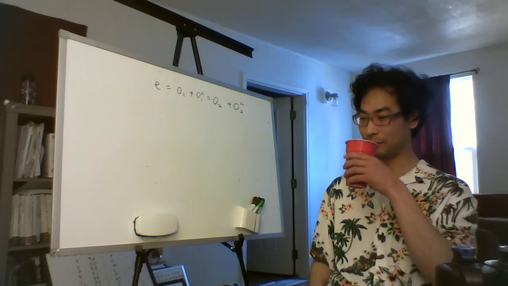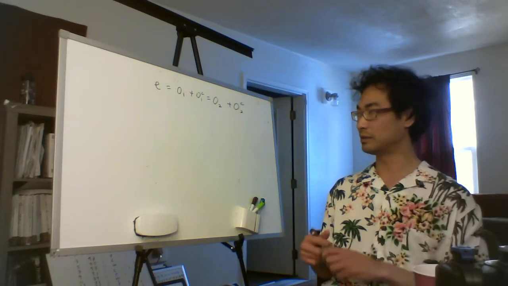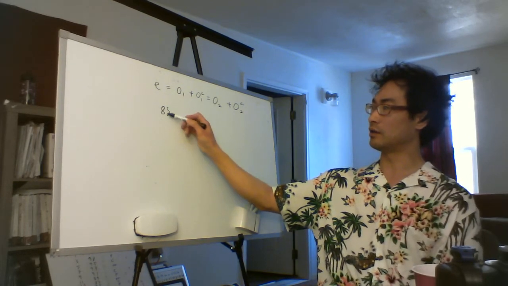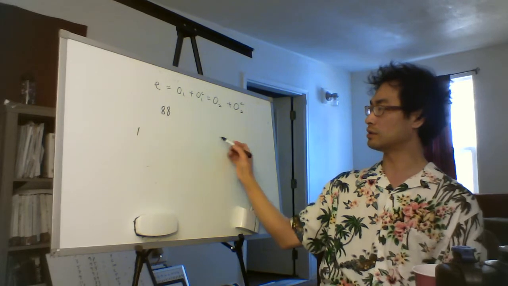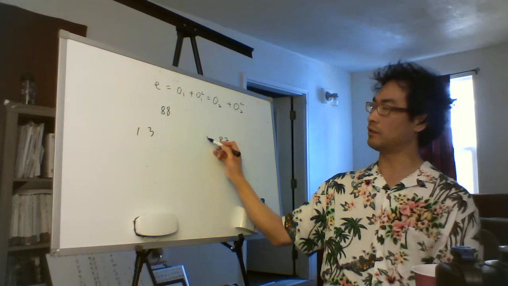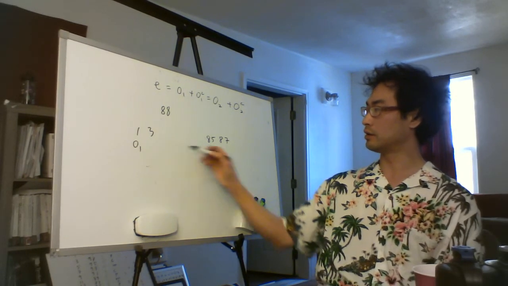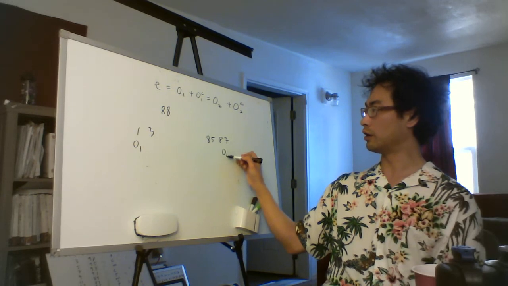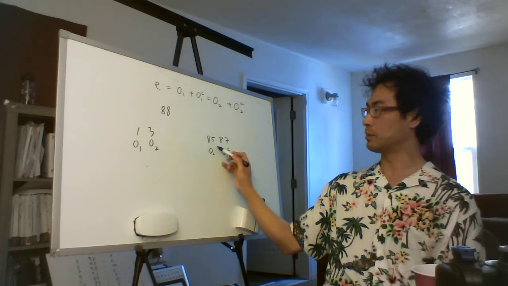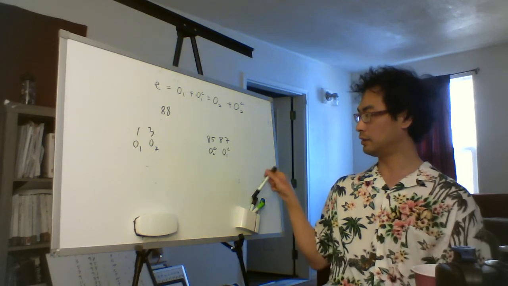Why? Because, for example, let's say E is 88. So 88 is 1 plus 87 and 3 plus 85. It's symmetric, right? So this is O1, this is O1 complement, this is O2, this is O2 complement.